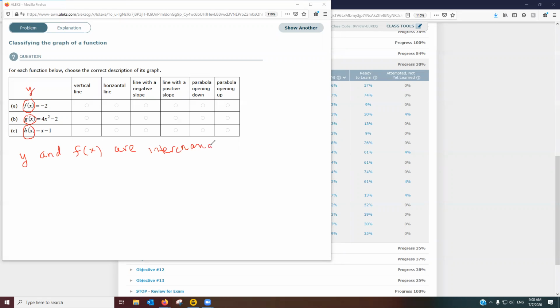Okay, so let me give you some examples. When you see y equals a number, this graph is a horizontal line. If the equation was x equals a number, like x equals 5, this graph is a vertical line.